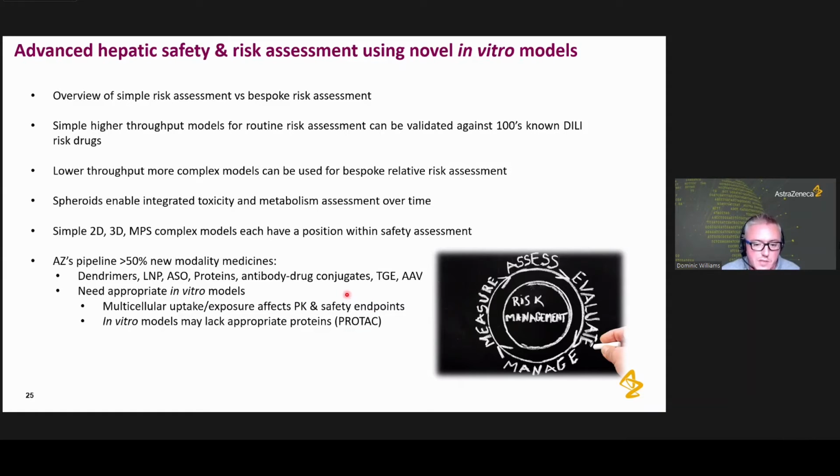We've had some of the drugs that are taken up by Kupffer cells and endothelial cells, which have a massive effect on the safety and the cytotoxicity towards hepatocytes. Also, in vitro models may just lack appropriate proteins. We found for PROTAC drugs that cryopreserved human hepatocytes just don't contain the ubiquitin E3 ligase, so there's going to be large deficiencies when we come to do safety assessment of PROTACs.